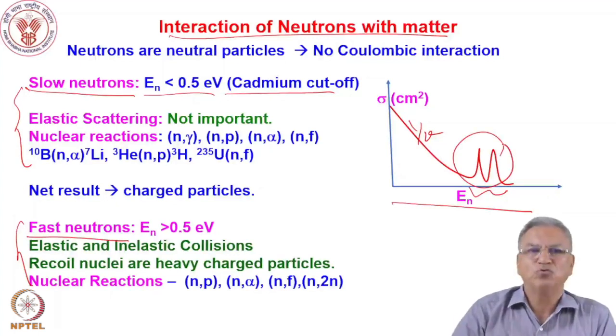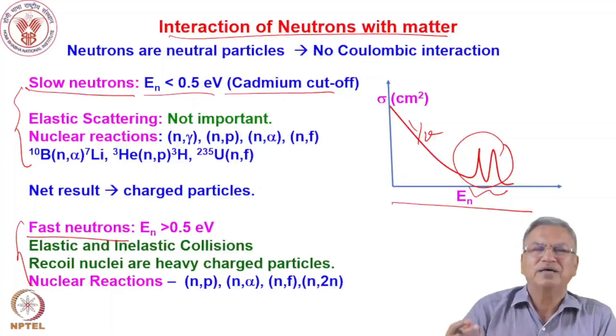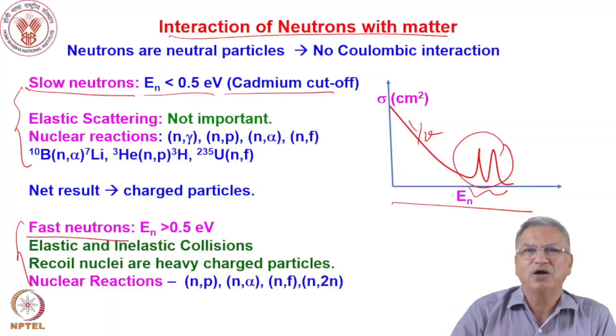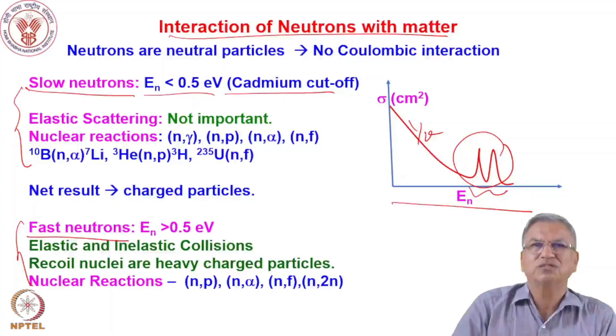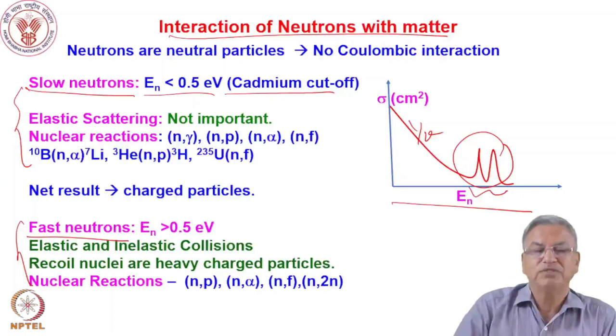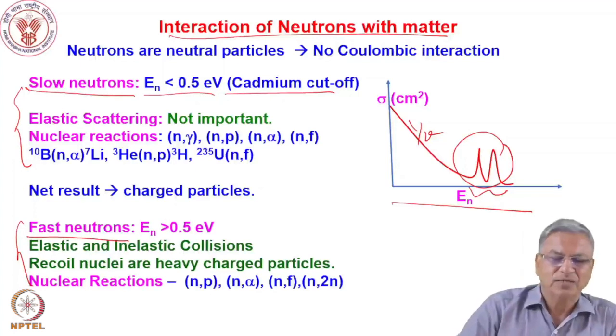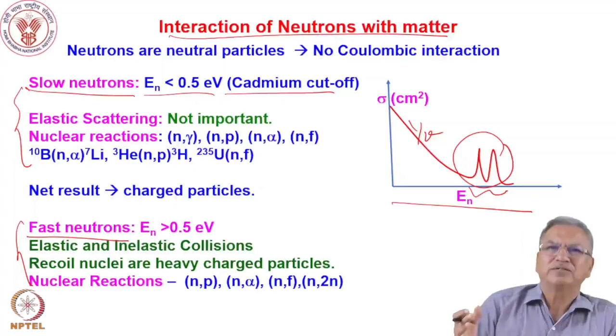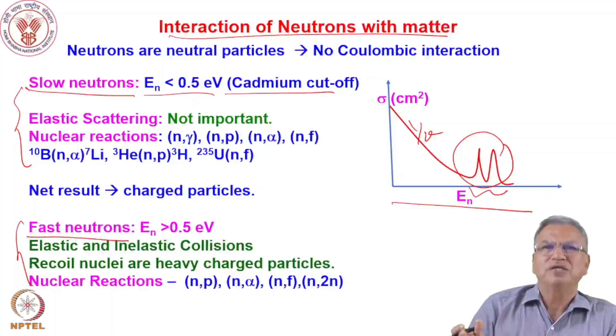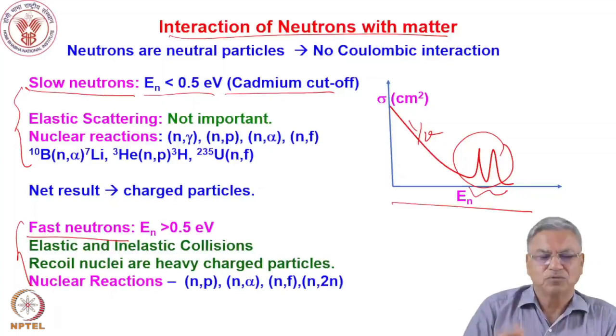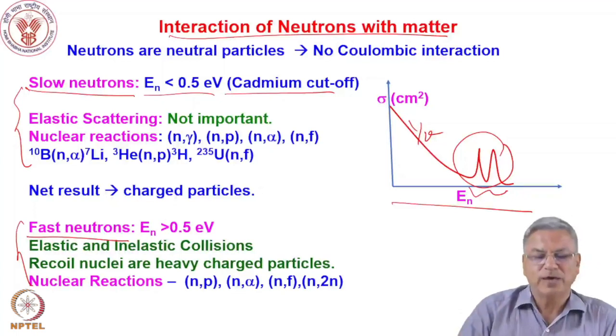And so if you put cadmium, the gamma rays, the neutrons are totally absorbed by this cadmium. That's called the cadmium cutoff. It is the energy which is absorbed by the cadmium. So if you wrap a sample in cadmium, then low energy neutrons are all absorbed by the cadmium. You will see only the fast neutrons.